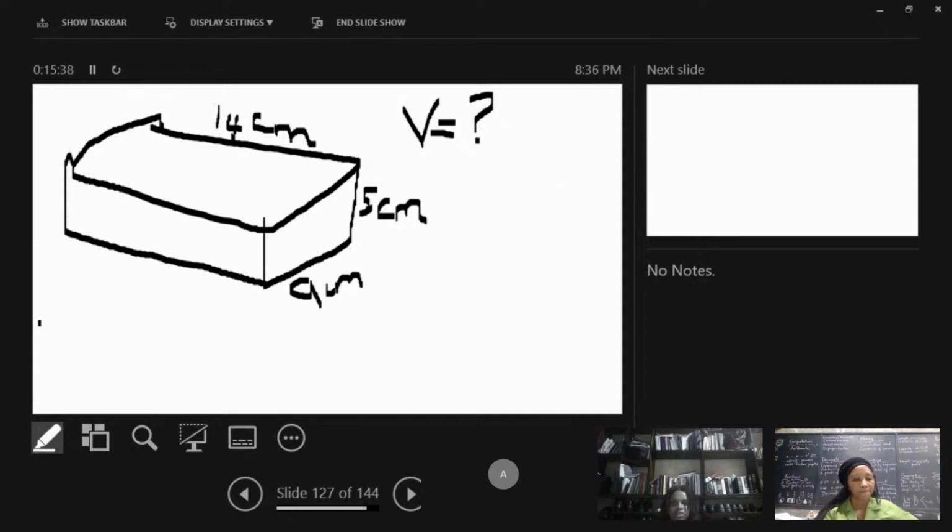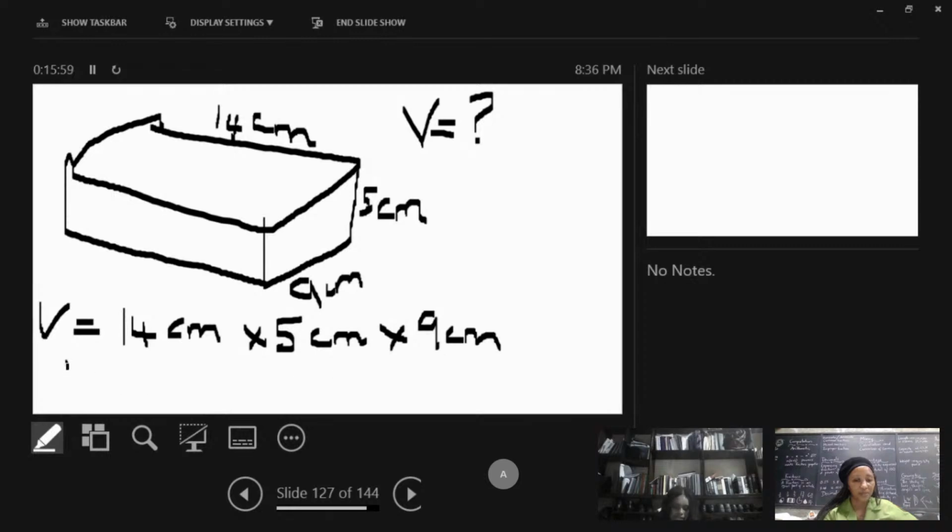So, Miss, the volume would be the width times the length times the height. So it would be 14 times 5 times 9. And all of that multiplied, 14 times 5 times 9. And that gives what? Miss, that gives 630 centimeters cubed.